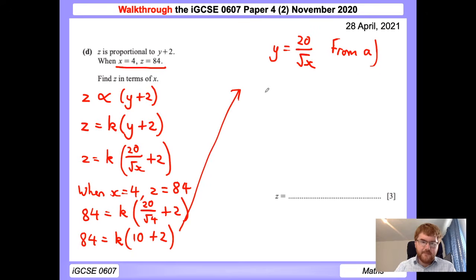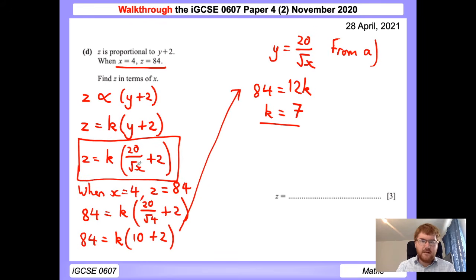Transfer this upwards here. We get 84 equals 12k, since 10 plus 2 is 12. Then k, and you can do this on your calculator or with mental methods, will give you 7. So our new constant k is 7. And so we want to copy across this equation, but replace the k with 7. So we get z is equal to 7, open brackets, 20 over root x, plus 2.